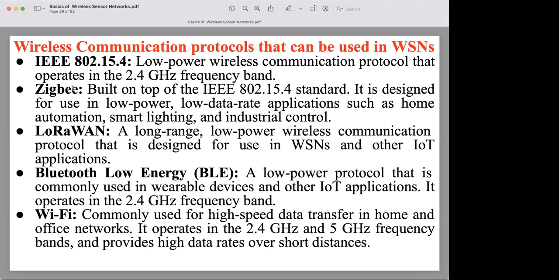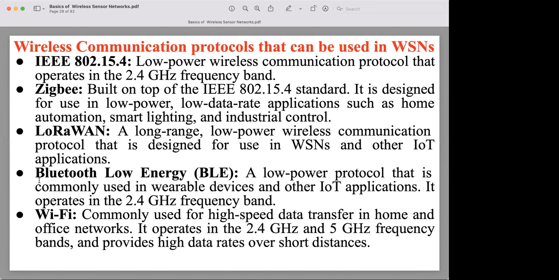And then the Zigbee protocol comes into the picture. It uses this standard: the bottom 2 layers use IEEE 802.15.4. Since this standard itself is designed for low power wireless communication, Zigbee also supports low power, low data rate, real-time applications, such as home automation, switching the light on and off, smart lighting, street lights and other things, or industry control. But Zigbee is a short range communication protocol. That means you cannot communicate over kilometers.